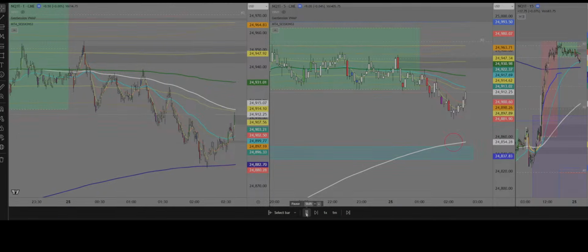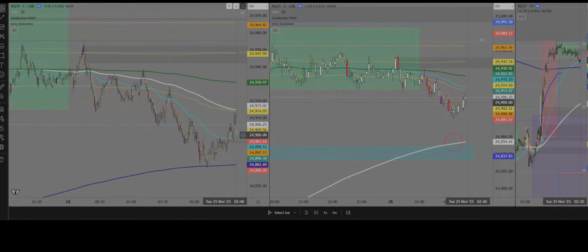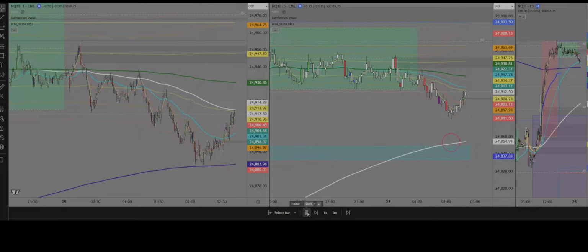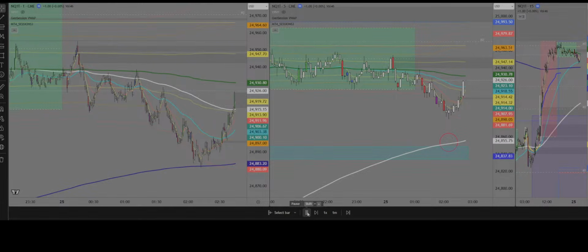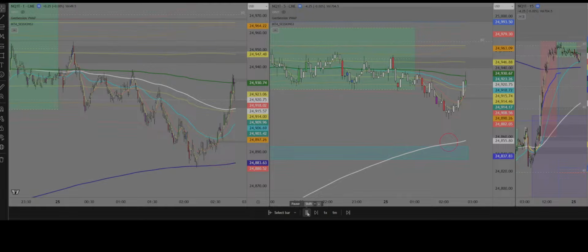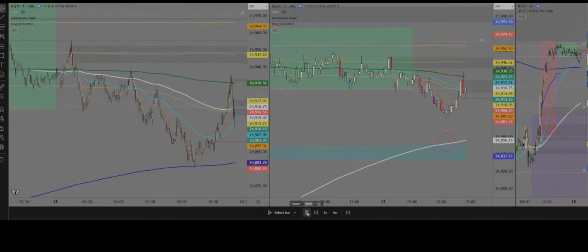Okay, so came back to the 50, jumped off the 50. Mind you, this is still like the back end of Asia. Oh yeah, I'd totally be asleep right now. Definitely be asleep right now. Right there's the 200 on the 1, back to VWAP. Okay, so we just rejected VWAP.